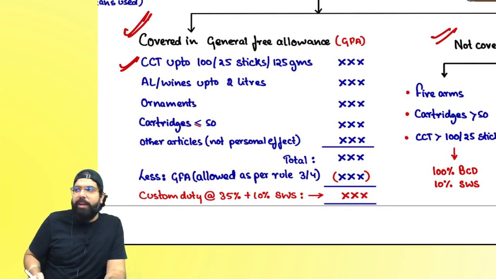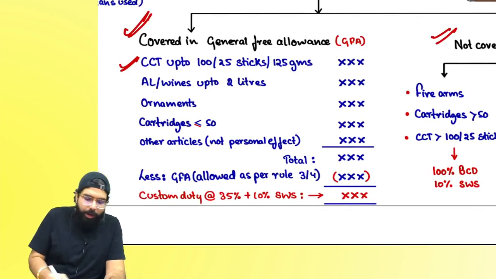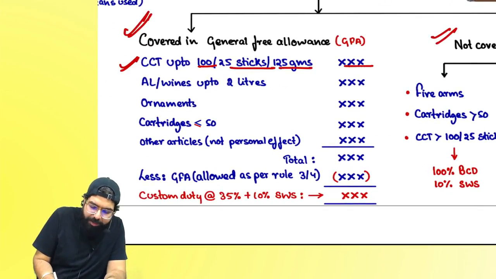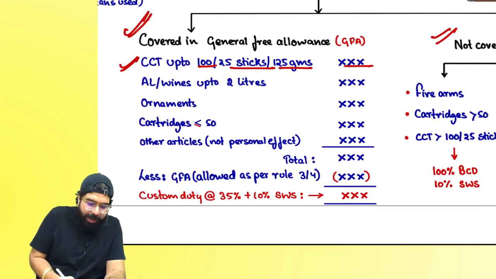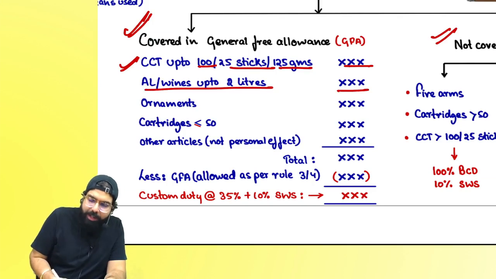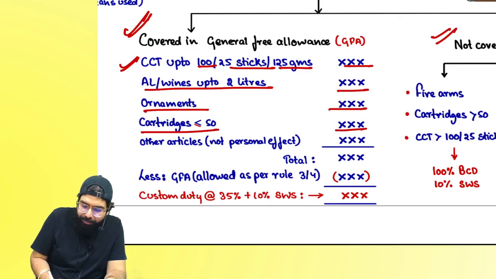First he will write if there is any cigarette, cigar, tobacco up to 100, 25 and 125 gram, that will also be allowed in general free allowance. Alcoholic liquor up to 2 liter will be allowed in general free allowance. Ornaments allowed. Cartridges up to 50 will be allowed.